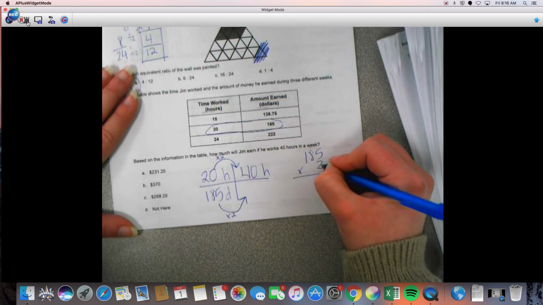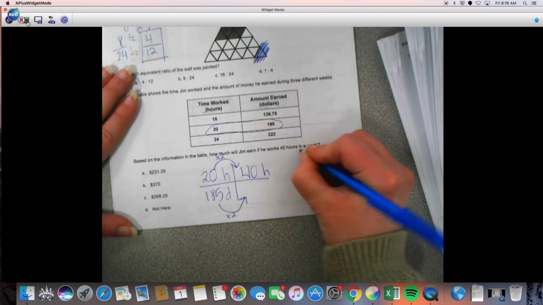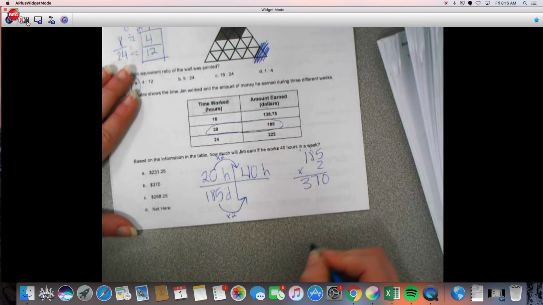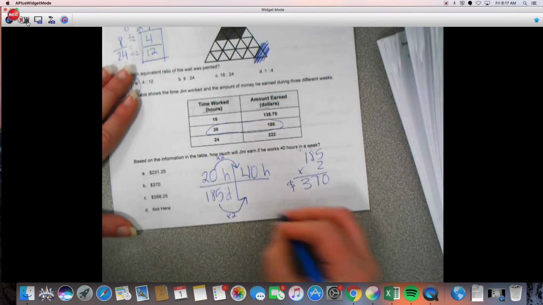8 times 2 is 16, plus 1 is 17. Carry my 1. 2 times 1 is 2, plus 1 is 3. $370. B.